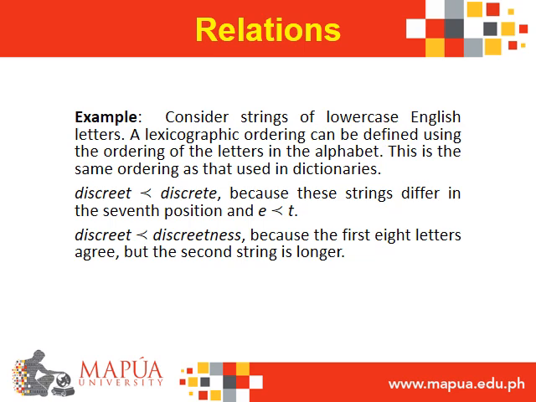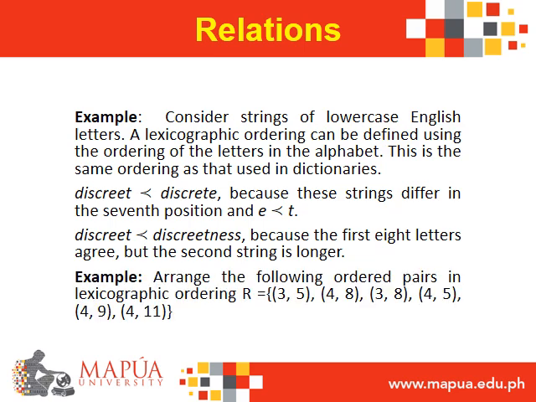We could apply the same process whenever we write down ordered pairs in a given relation. This is very common for all ordered pairs in any given relation, so this format is more or less a general format. Let's say you have a relation R containing (3,5), (4,8), (3,8), (4,5), (4,9), and (4,11). What would be the correct lexicographic ordering for these ordered pairs? You'd end up with a lexicographic ordering of (3,5) first, then (3,8), (4,5), (4,8), (4,9), and (4,11).